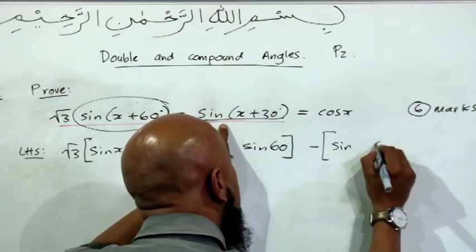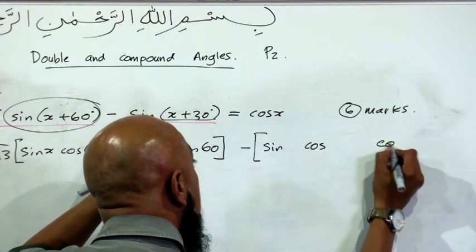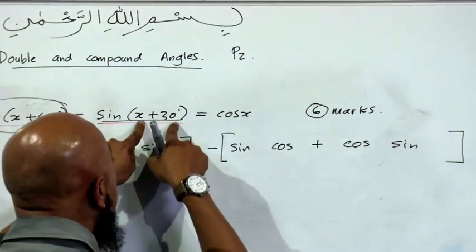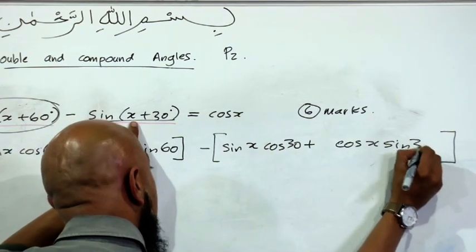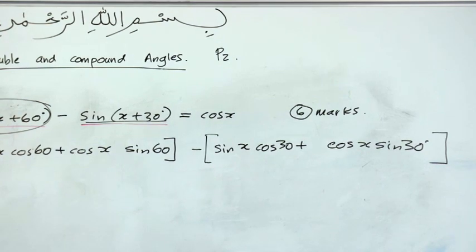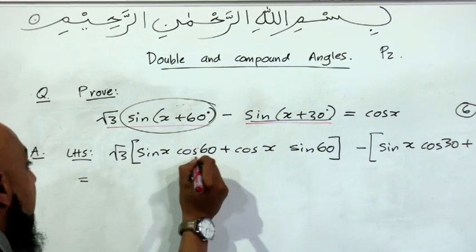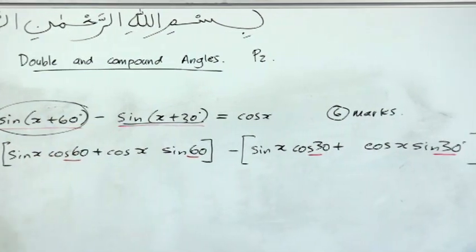Again, it's the sine component, so it's the sine compound rule, sine cos, cos sine, and the sine stays the same. What are our two angles? x and 30. Now we identify that we have special angles: 60-degree angles and 30-degree angles. These are our special angles.